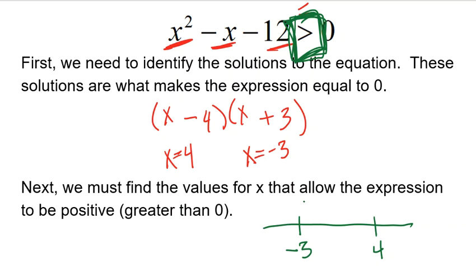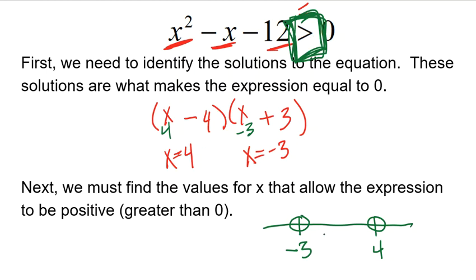And then the first thing I understand is this: I'm not allowed to equal 0. So I'm going to put open circles at -3 and 4, because -3 turns this into 0. If I plug -3 in for x, I'm going to get a 0. If I plug in 4 for x, I'm going to get a 0. I don't want to equal 0. It doesn't say "or equal to," so I'm going to use open circles there.